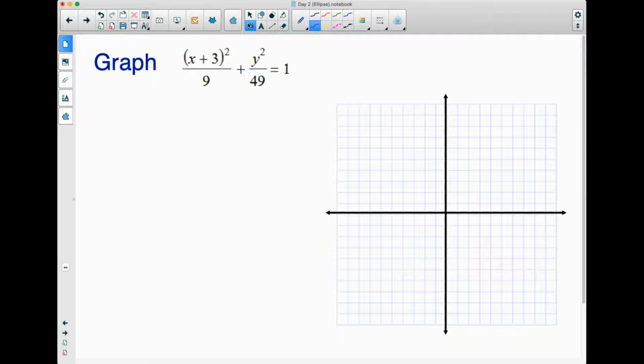So you just do 0. So what is my center? -3, 0. Square root of -3. Mm-hmm. And the square root of 49 is 7.